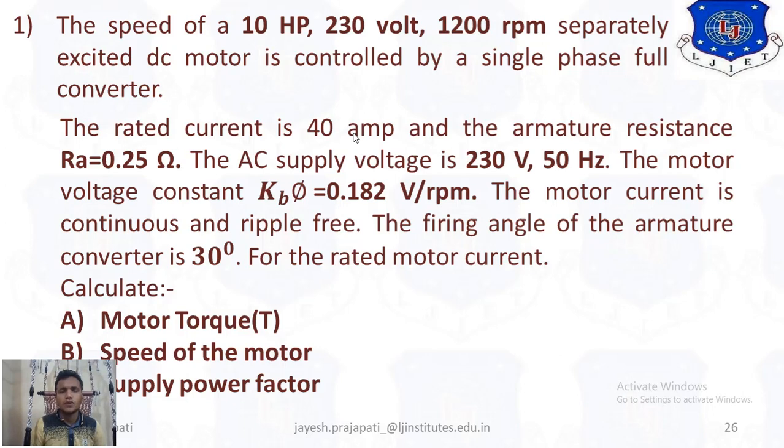So in this example you can see there is a separately excited DC motor and it is controlled by the full converter, and the converter has a firing angle alpha of 30 degree, armature resistance, input voltage, and the constant kb into phi. Now we have to find the torque, speed, and the power factor.